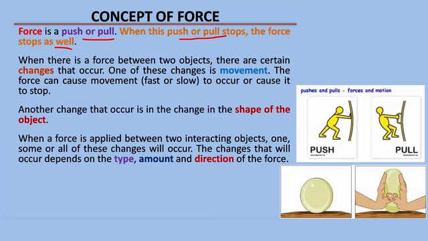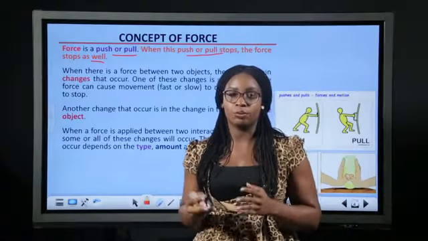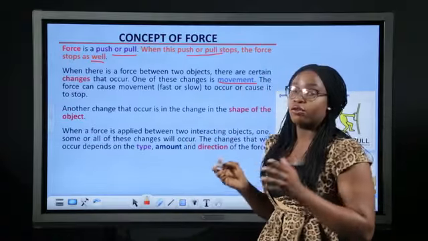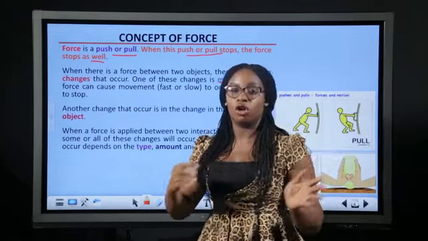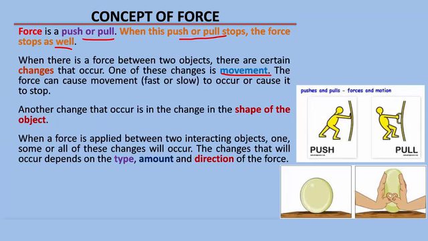Now, when there's force between two objects, there are certain changes that occur on that object. One of these changes is movement. When force is applied on an object, it causes the object to move. For instance, if it is pushed, the object moves. The force can cause the movement to be fast, or it could cause it to be slow. Or it can also cause the movement to stop.